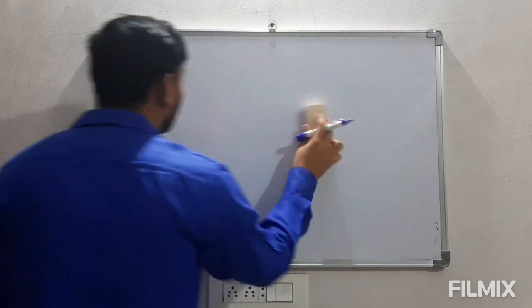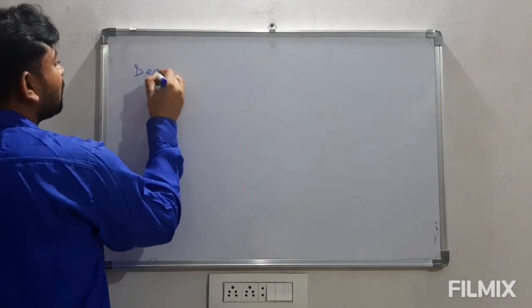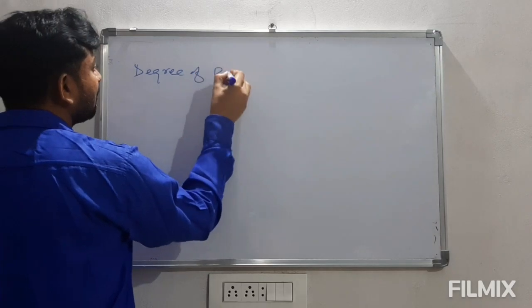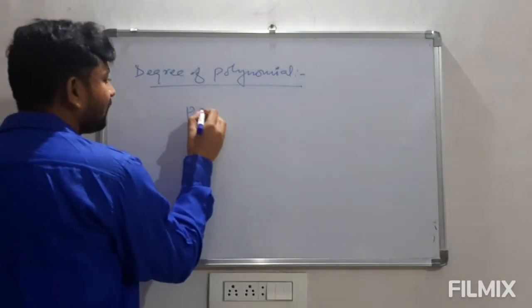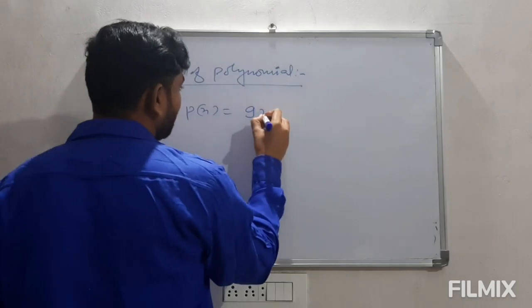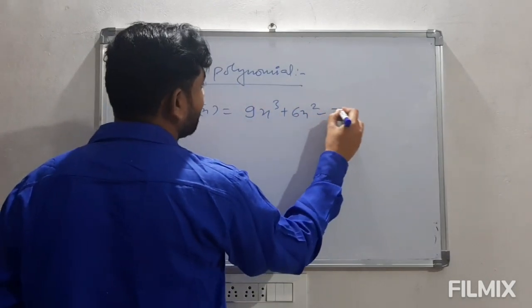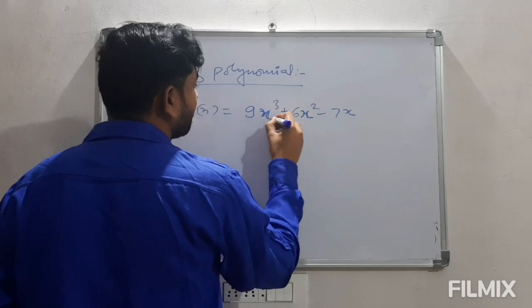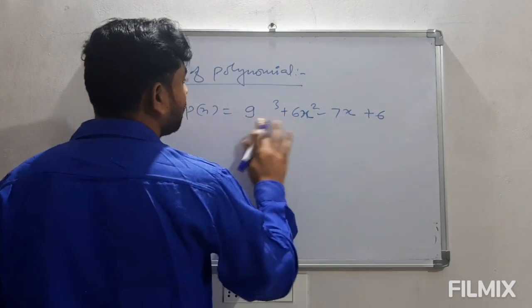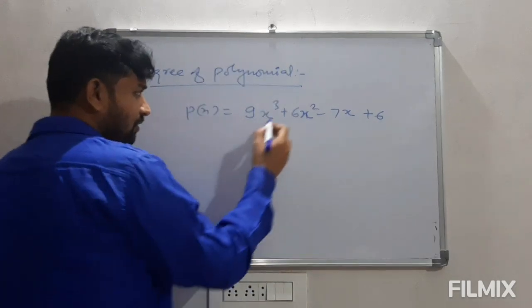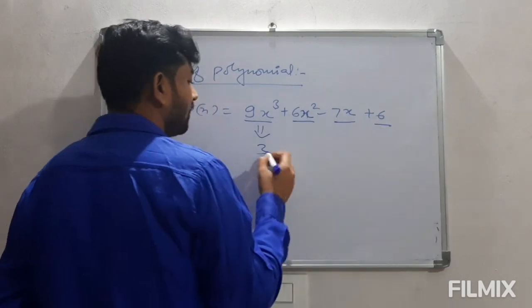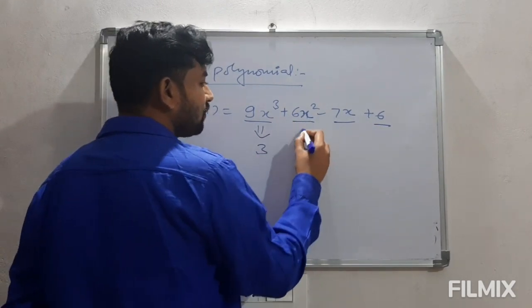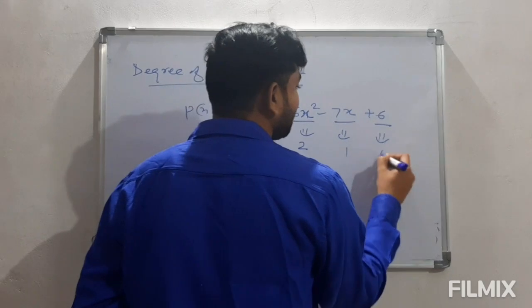Now let us come to a very important term, that is degree of polynomial. Here if we talk about degree, let us take a very simple example. 9x cube plus 6x square minus 7x plus 6. Suppose we take this example. We will find out the powers of variable in each term. There are total 4 terms. The power of variable in this is 3, this is 2, this one is 1 and this one is 0.